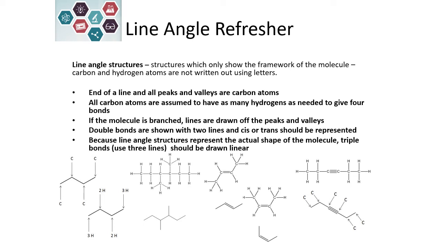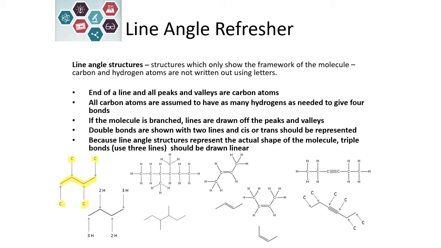Let's briefly look at a refresher for line angle structures. Remember that we're only showing the framework of the molecule, so we're not writing out the carbon and hydrogen atoms as C and H. We are using ends and bends in the lines in order to represent different carbons. So for example, a drawing that has two bends in it and two ends represents 4 different carbons.